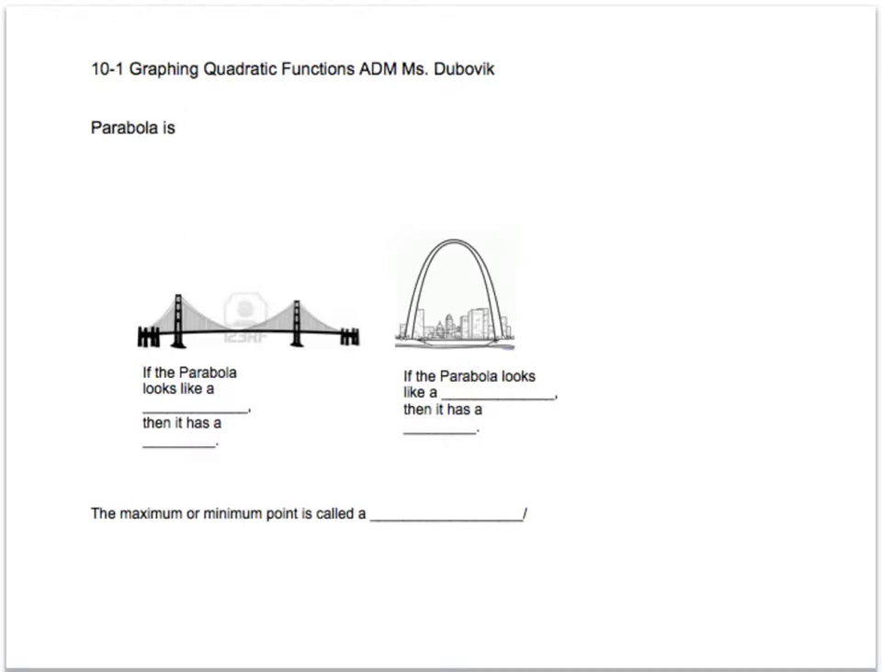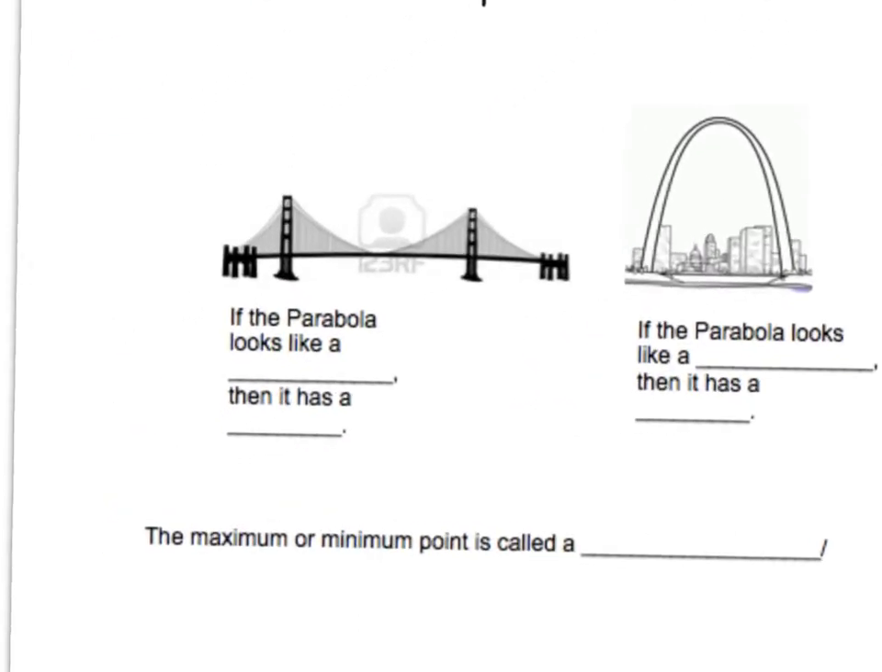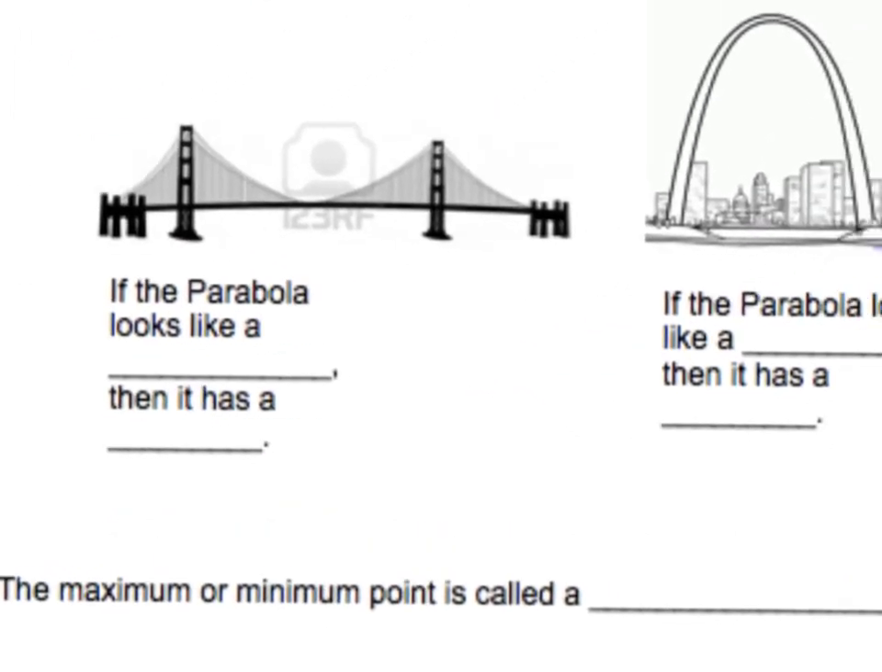A parabola is a U-shaped graph. And there are two different U-shaped graphs that you could have. One could look like this bridge here. If you have a smiley face, it has a minimum point.